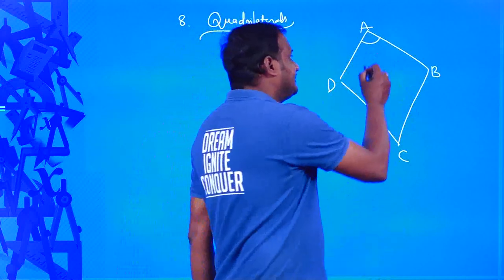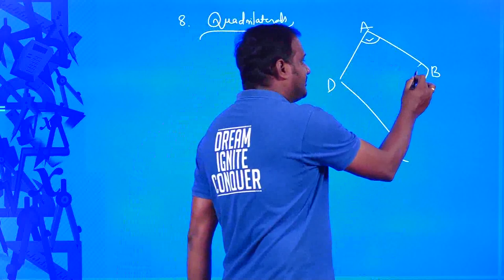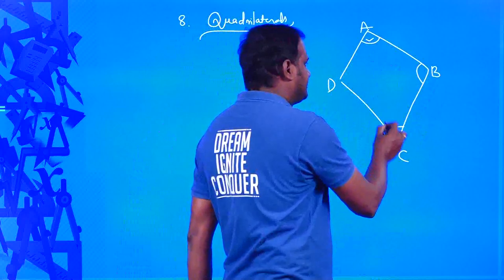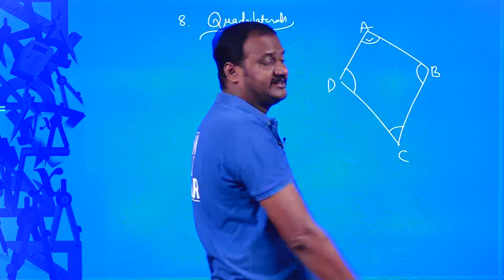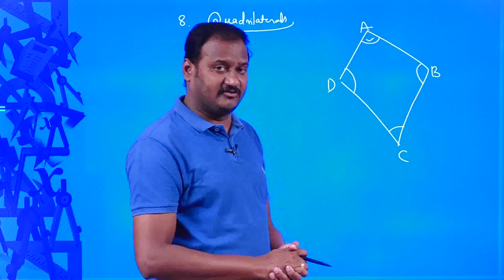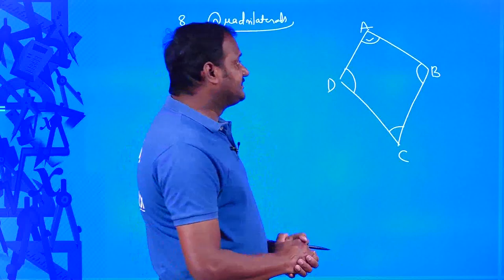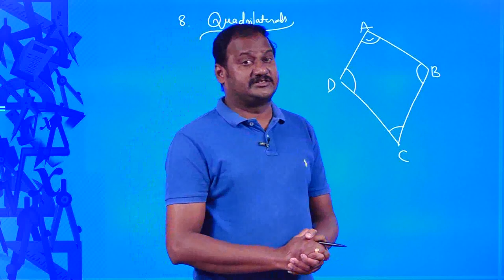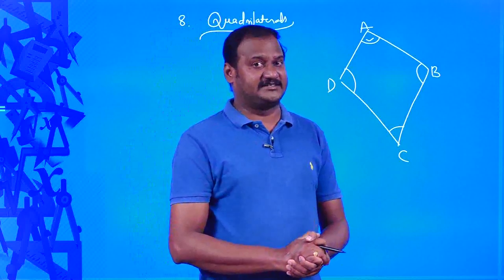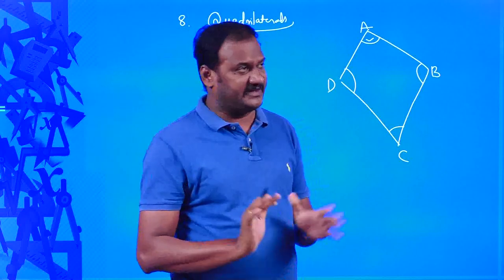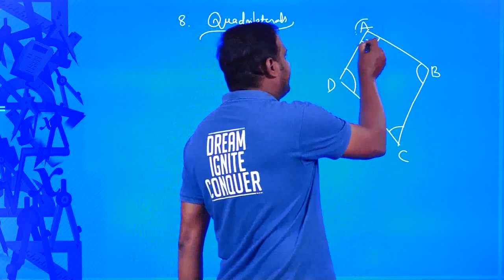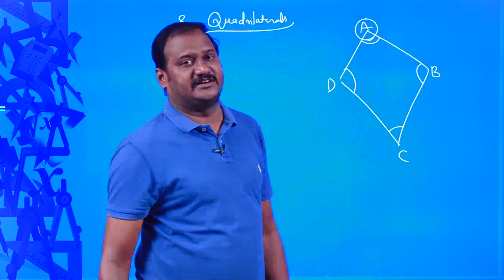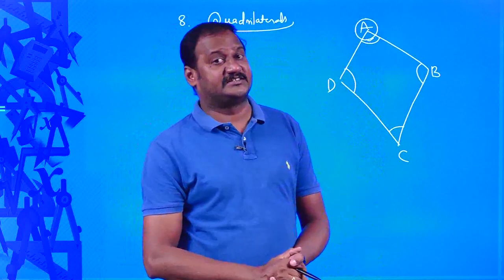So, this is one of the angles, and this is one of the angles, and this one, and this one. It means there are totally 4 angles for a quadrilateral. If you observe, there are opposite vertices as well as adjacent vertices. For example, if I consider A, what are the adjacent vertices to A?